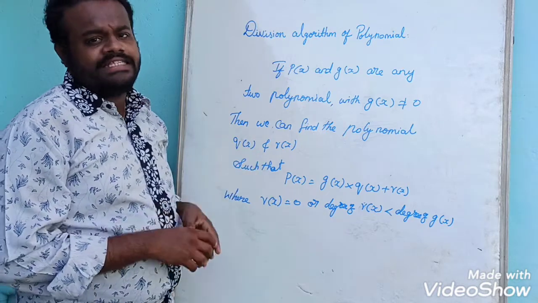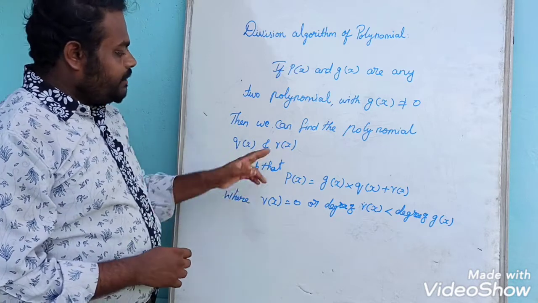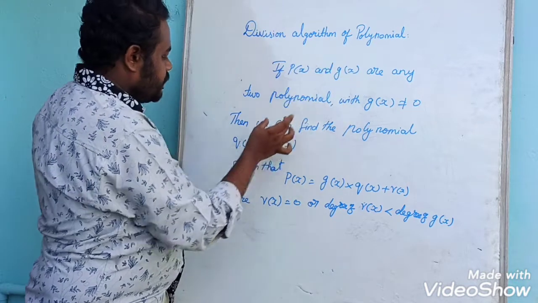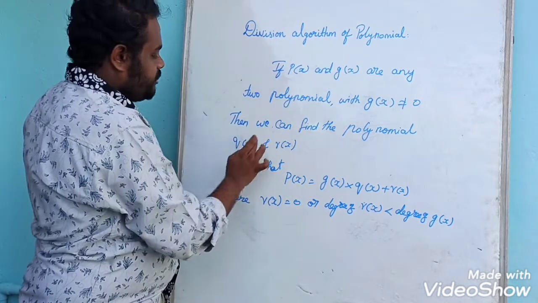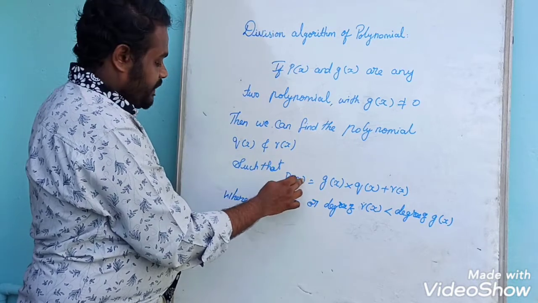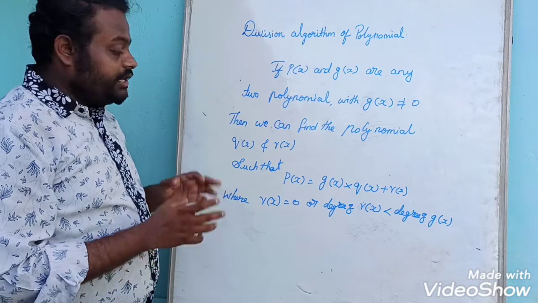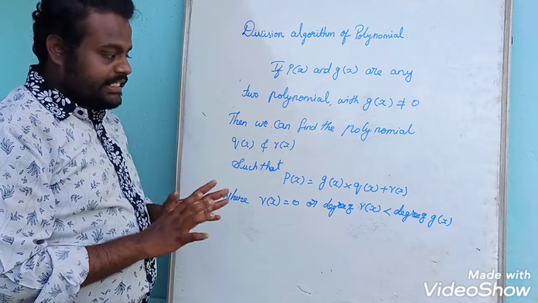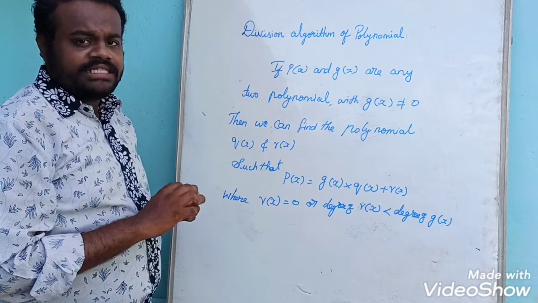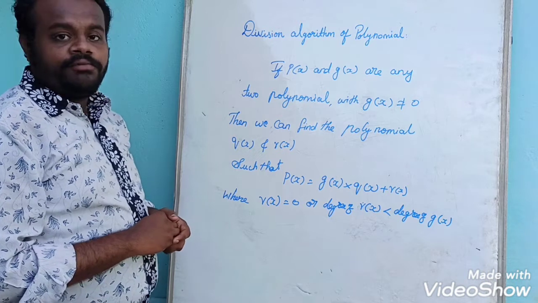Q of x and r of x are nothing but the quotient and remainder, such that p of x is equal to g of x multiplied by q of x, plus the remainder r of x. We get p of x. In this case, r of x is equal to 0, or the degree of r of x is always less than the degree of g of x. So next we have to see examples 6, 7, 8 and 9 on the basis of this division algorithm of polynomials.